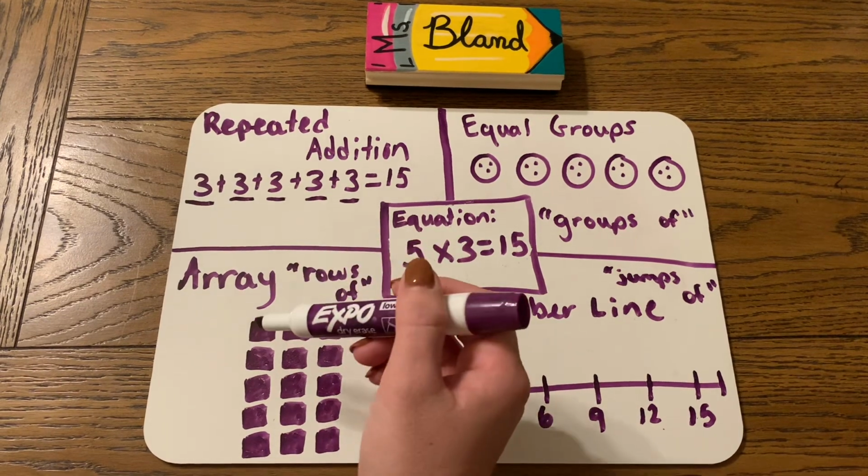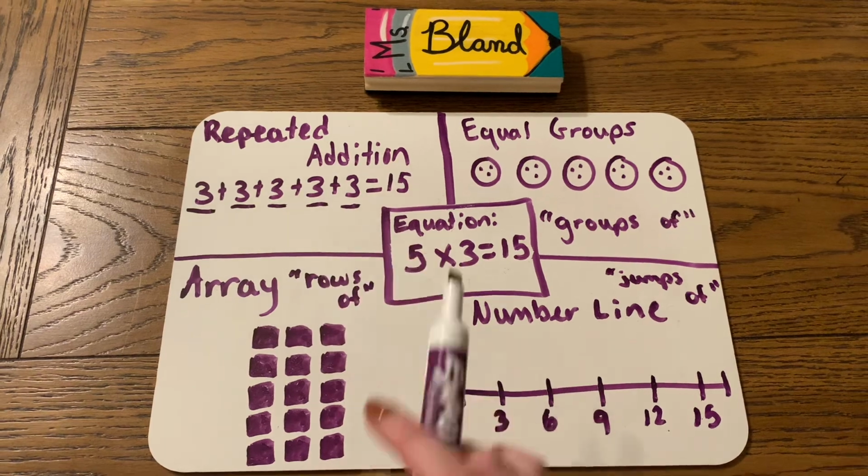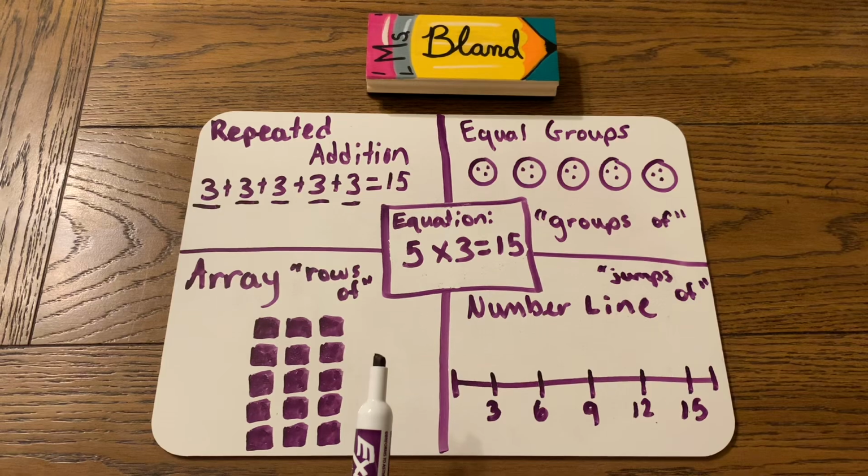You can break it down further. You can do 3 plus 3 equals 6 and continue to add to it. But this is just the big general overview of how repeated addition looks.